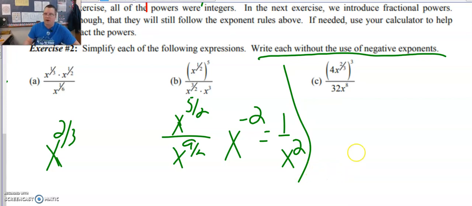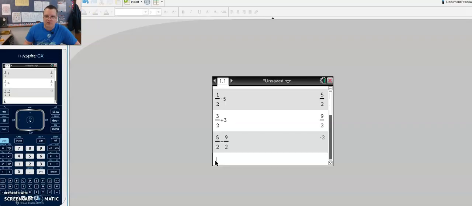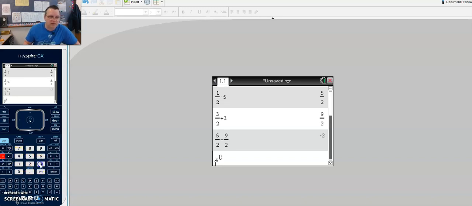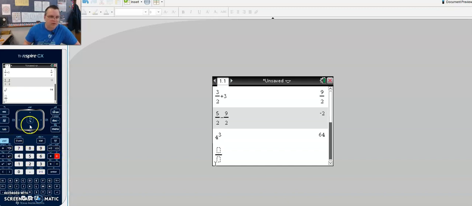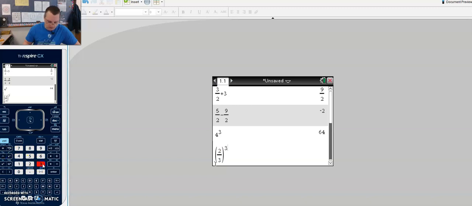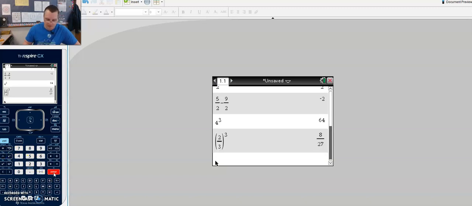All right, now here we go again. Now we have some leading coefficients. So same thing there, right to your calculator. 4 cubed, because you have to distribute that third power to each one. 4 cubed is 64. And then 2/3, we're going to raise that to the third as well. See how it takes care of everything for you. And the best thing to do is practice. You have to practice.